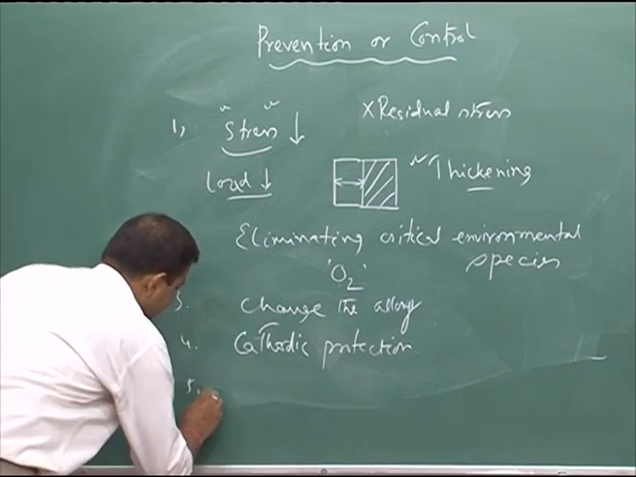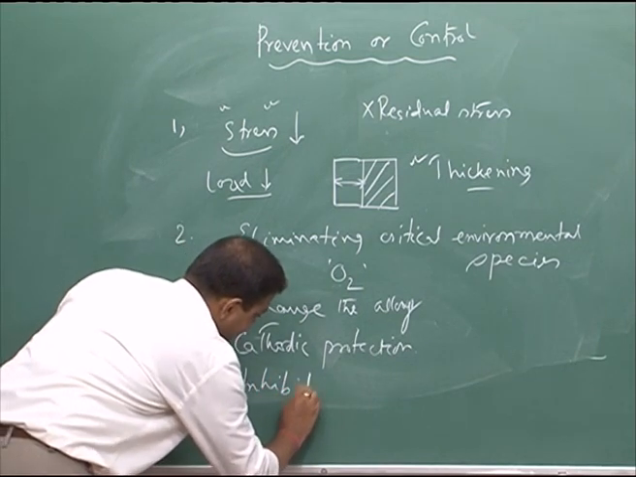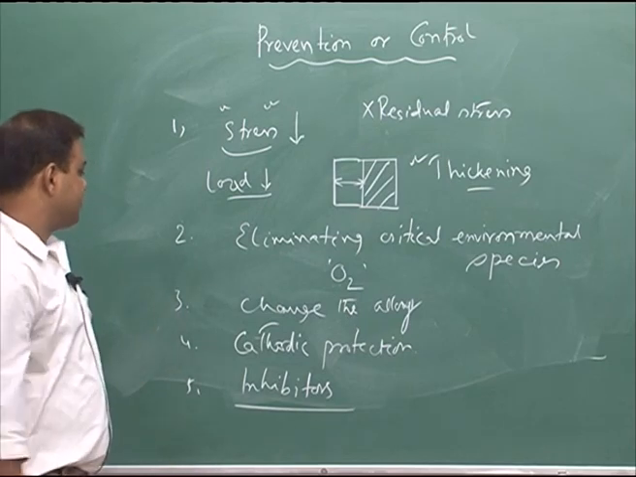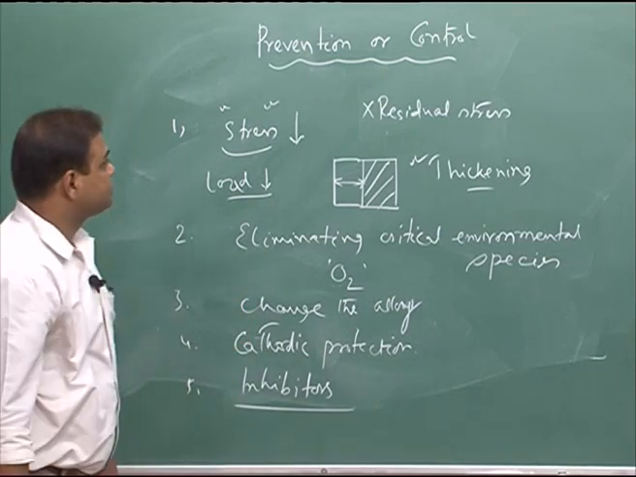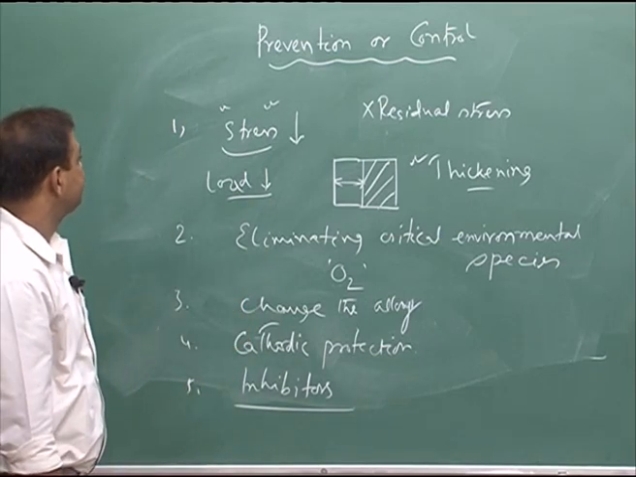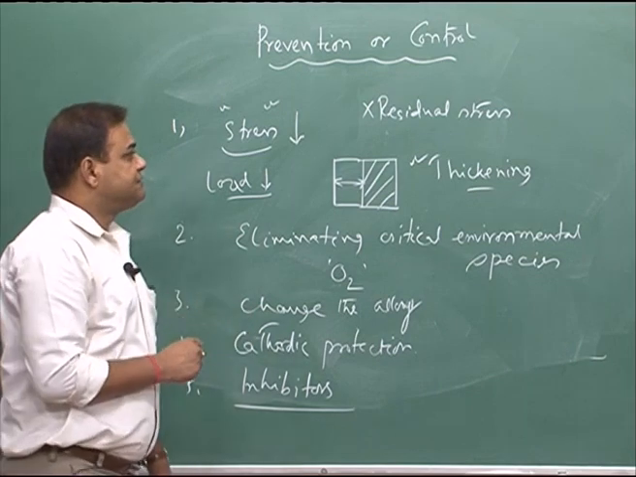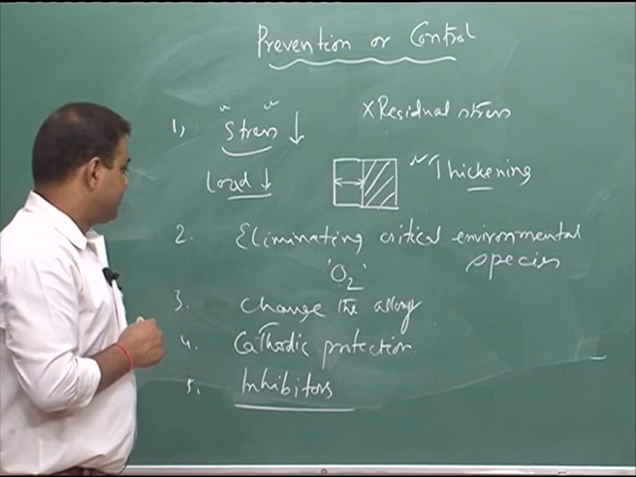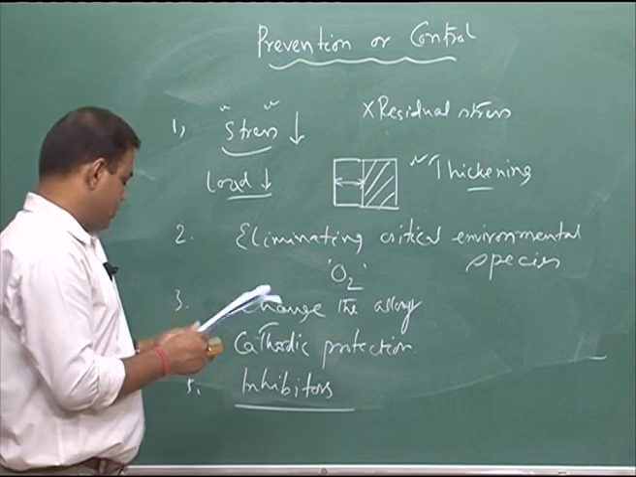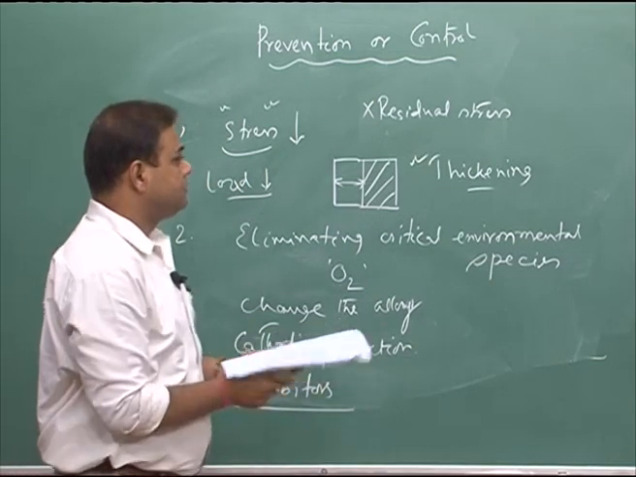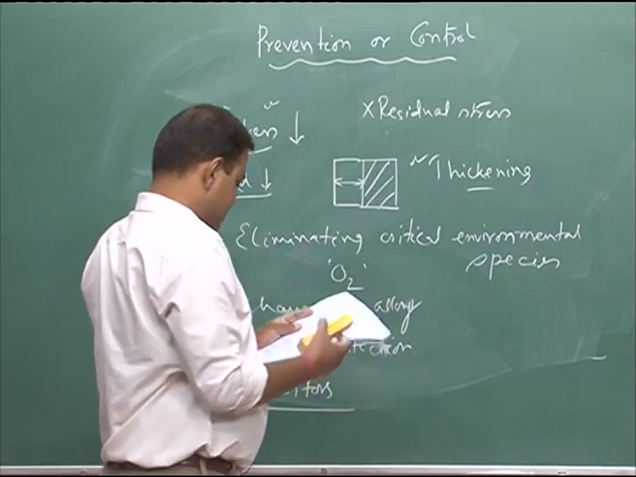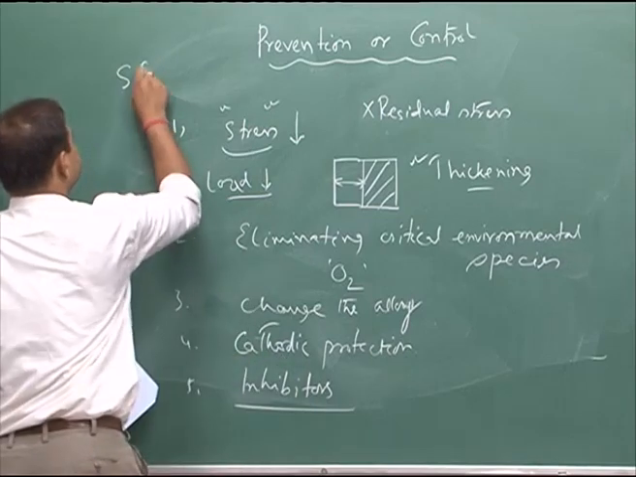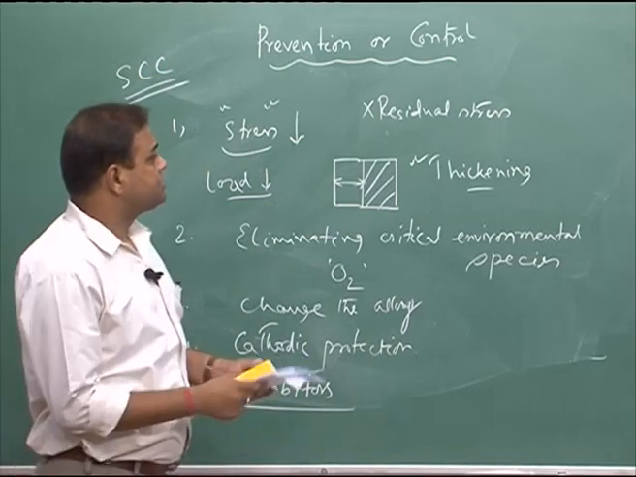Then we can also add inhibitors, which will take care of those corrosive species which lead to corrosion. So, an inhibitor can decrease the SCC tendency or improve the SCC resistance of a particular metal or alloy when it is exposed to a particular solution. So, these are the prevention ways or routes. Now, these are about the SCC control, the stress corrosion cracking control.